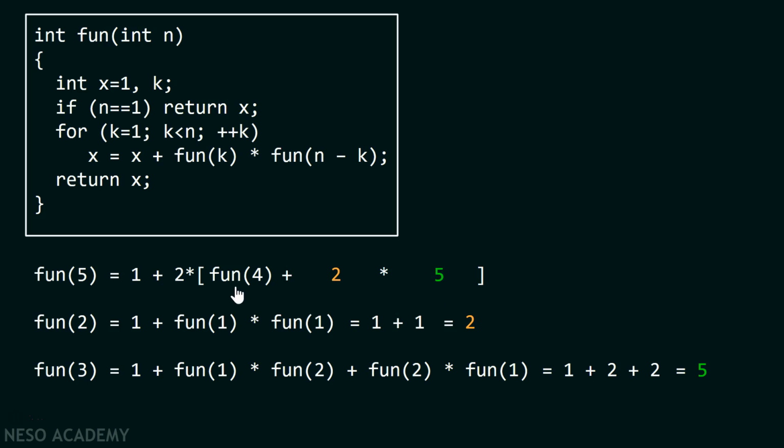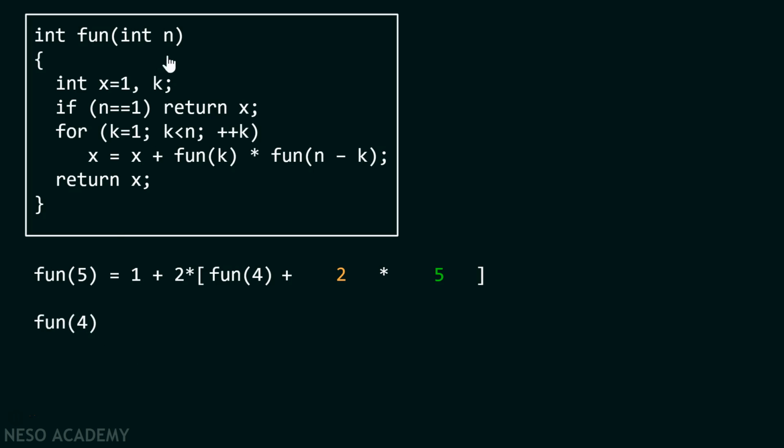After this, we need to evaluate what is going to be fun4. In fun4, n is equal to 4, right? And this condition is not satisfied. Therefore, we will run this loop from 1 to 3. That means this loop will run 3 times. In the first iteration, the output will be 1 plus fun1 into fun3. After this, in the second iteration, k will be 2 and this will be 4 minus 2, which is equal to 2. So I just have to add this whole statement to the previous statement, right? So now the current statement is 1 plus fun1 into fun3 plus fun2 into fun2.